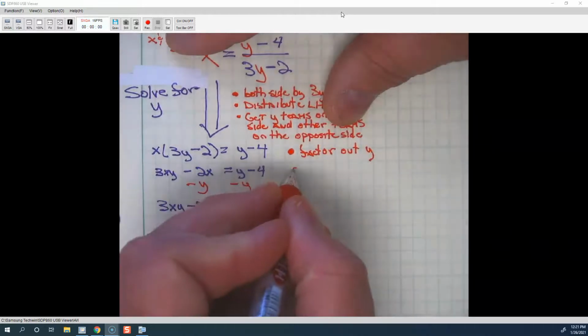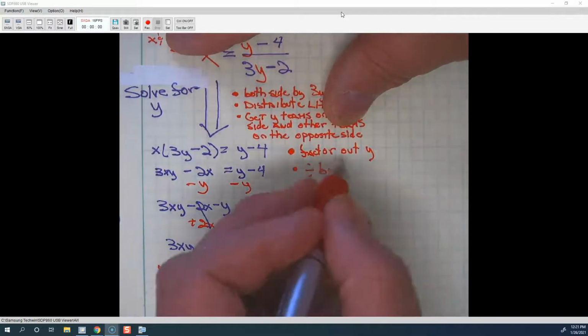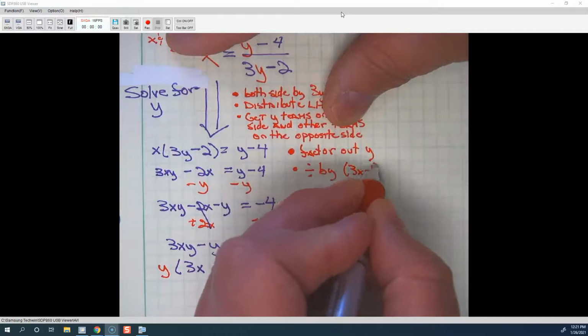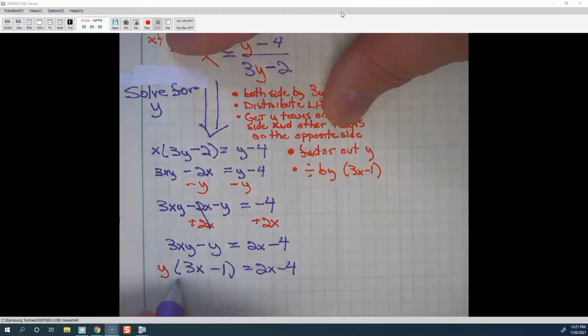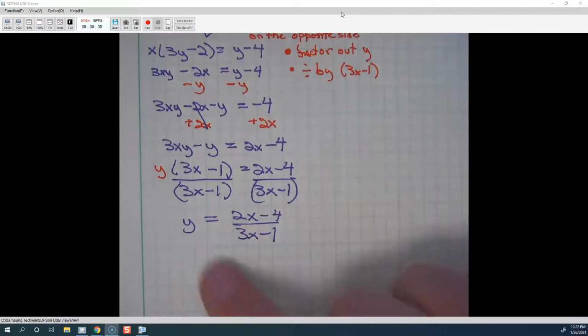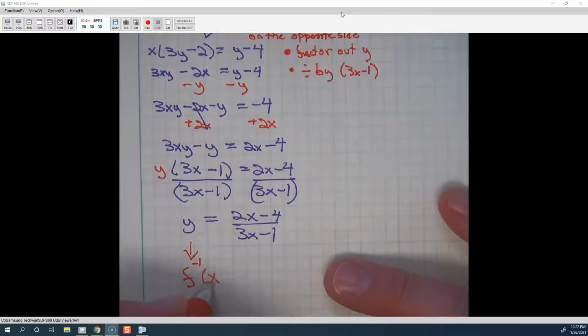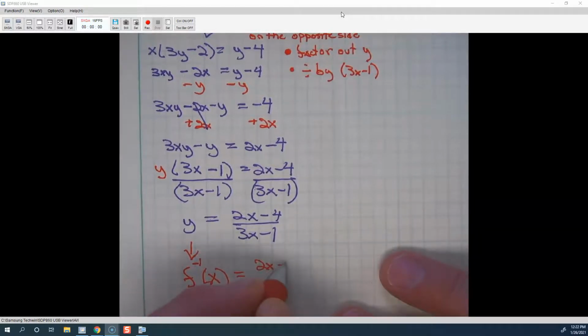Okay, now divide by the 3x minus 1. And there's my inverse. And then what we do is we take out the y and we put in the inverse symbol.